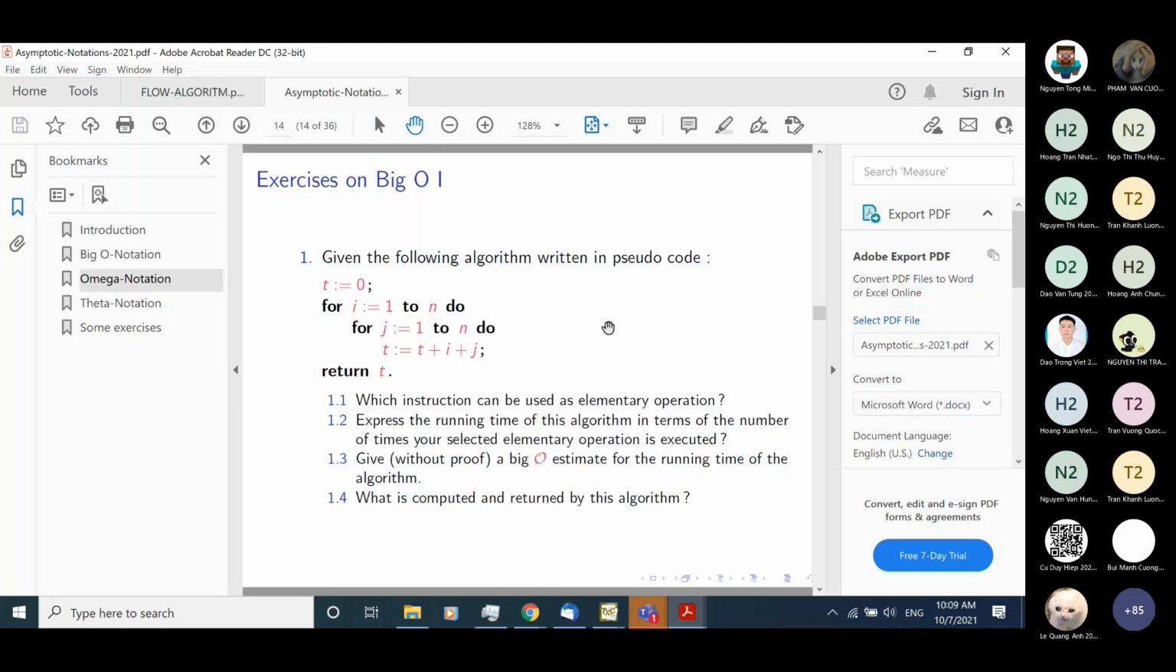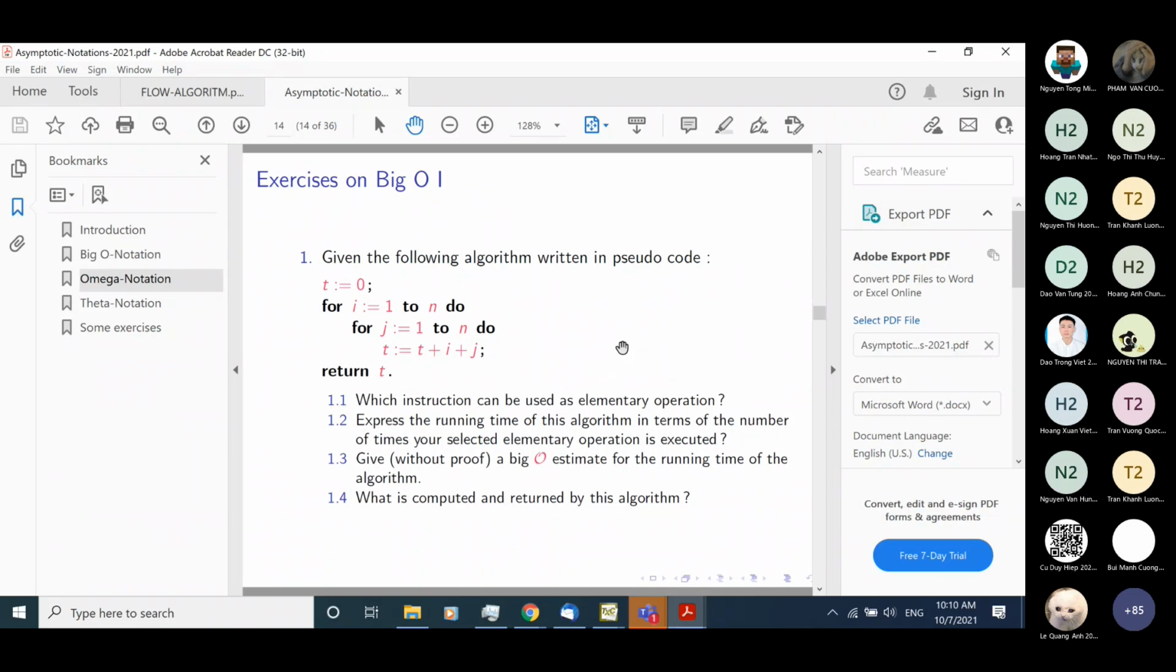Okay, so when the student is ready, you just interrupt me and bring your answer. While you are preparing your answer, I can discuss a little bit about this question 1.